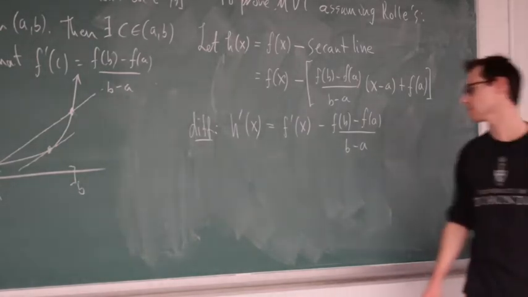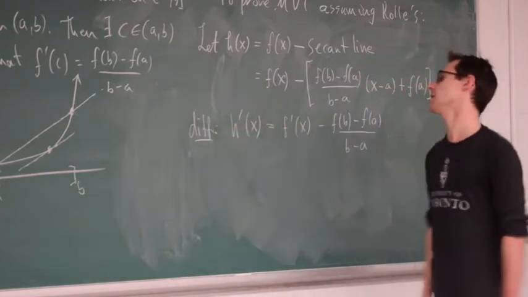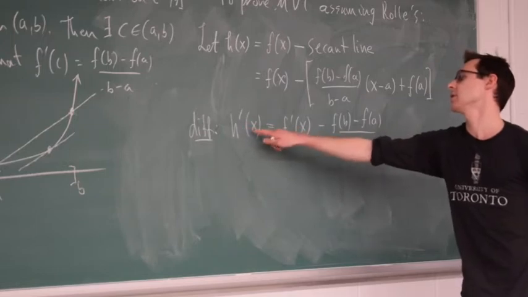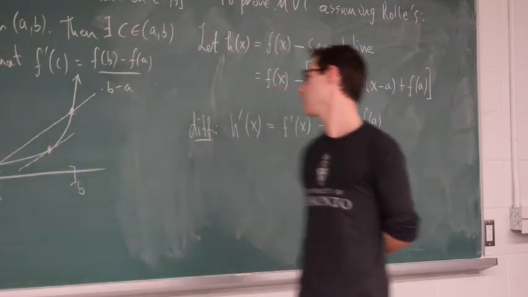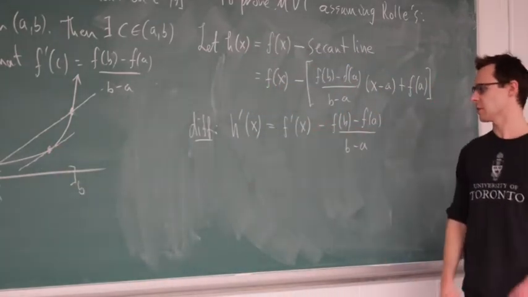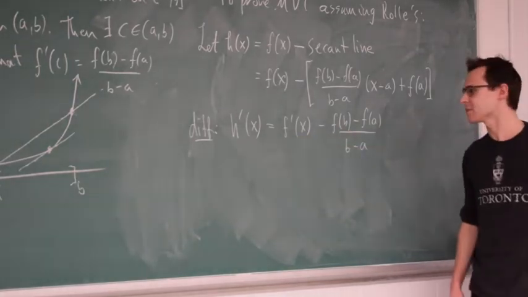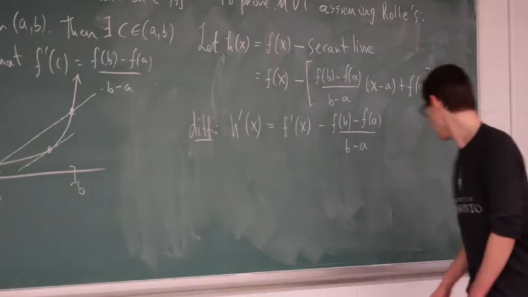So what Rolle's theorem applied to h of x is saying is that there exists a point c somewhere here, such that h prime of c is zero. And we see that if we sub in c there and we move that to the other side, we're going to get the mean value there. Maybe I should write a bit first before I move to that step.